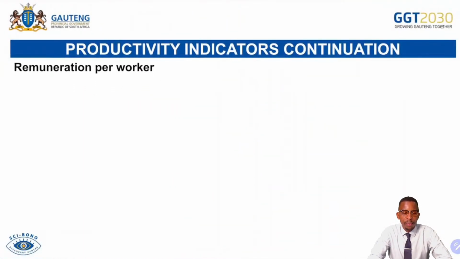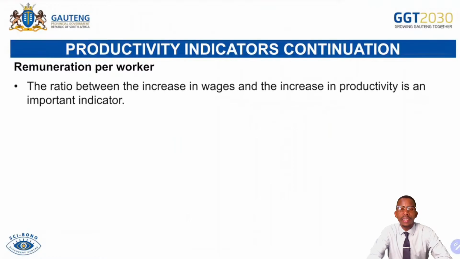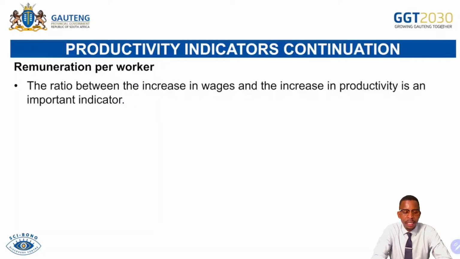We continue. Remuneration per worker. Here we talk about the income earned by each employee within the organization. The ratio between the increase in wages and the increase in productivity is an important indicator. So remember, it is very important for an organization to know the following. If remuneration per worker increases faster than the productivity per worker, that will mean we will come across a situation of inflation, because now workers are paid more than what they can produce. So that does not benefit the business.